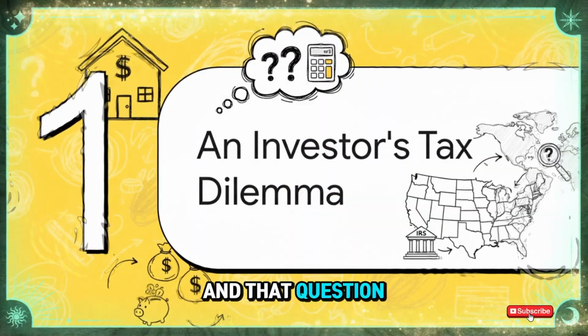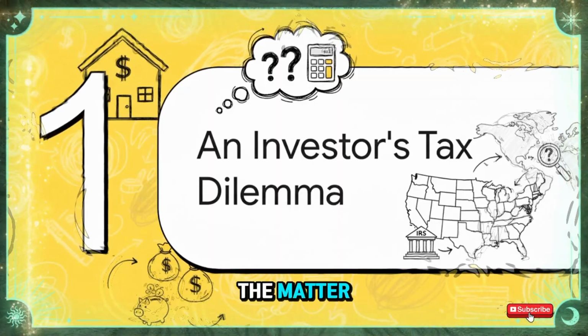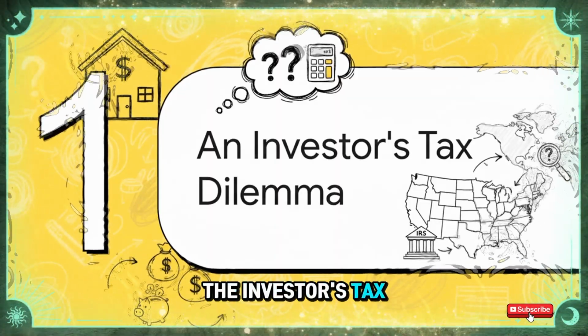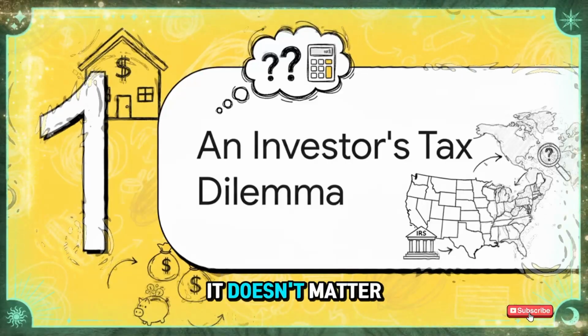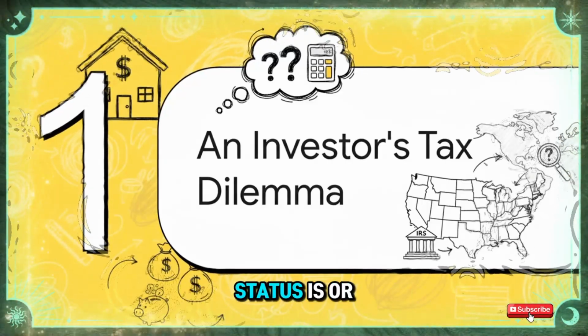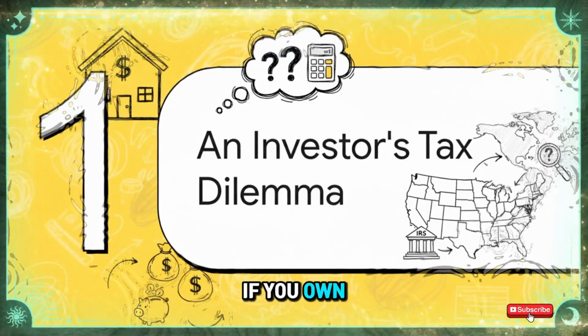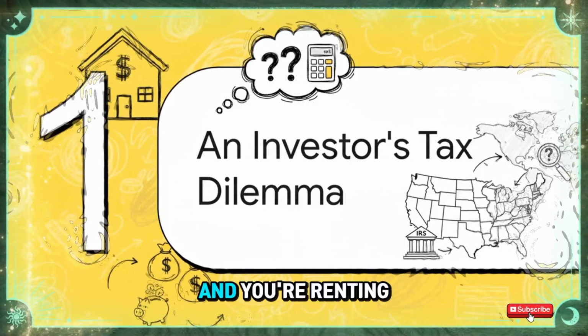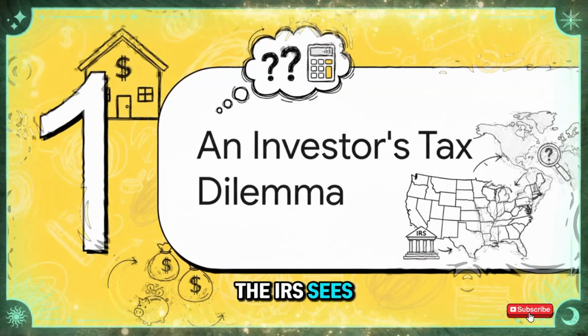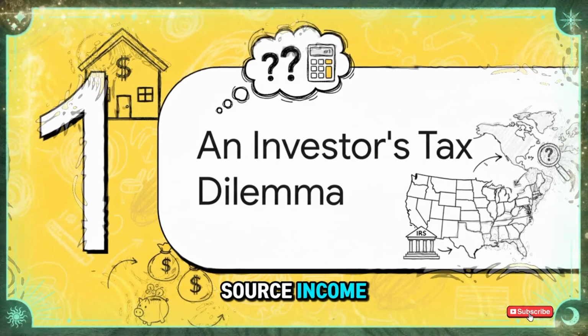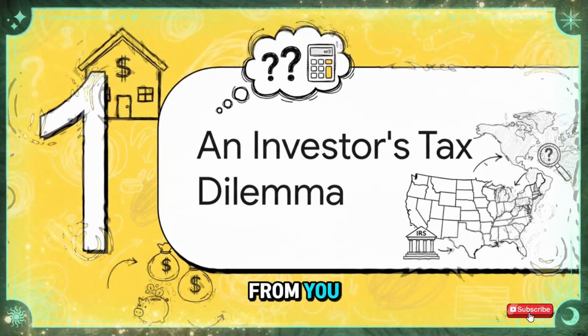And that question really gets to the heart of the matter, what I call the investor's tax dilemma. Because look, it doesn't matter what your immigration status is or where you live. If you own property in the United States and you're renting it out, the IRS sees that as U.S. source income. And, well, they expect to hear from you.